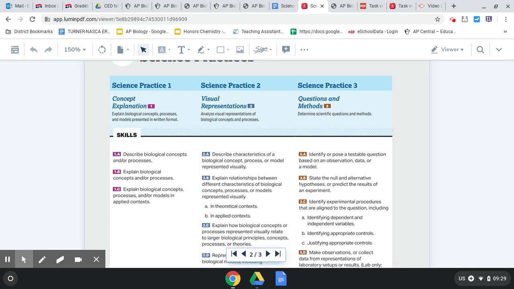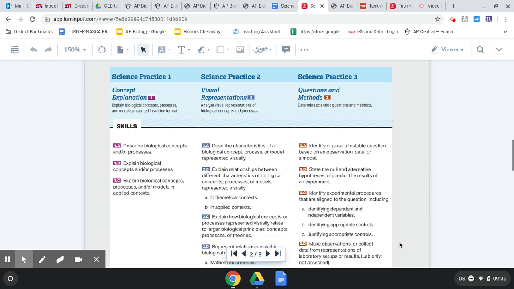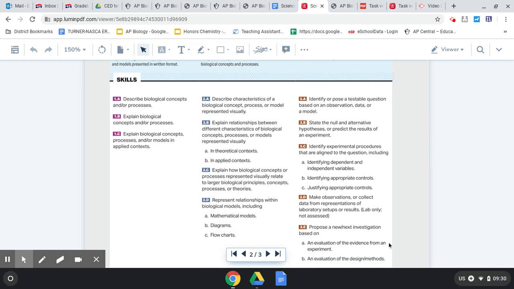Okay, let's talk about science practice 3. Science practice 3 is using scientific methods, questioning, identifying experimental procedures, writing a scientific question, stating null and alternative hypotheses, identifying dependent and independent variables and controls, and being able to justify those controls. So all of your experimental design stuff.